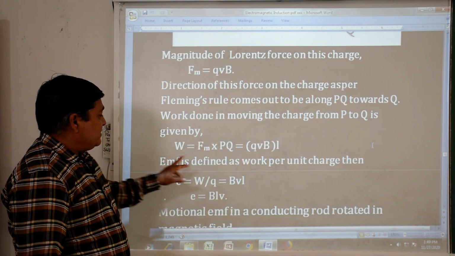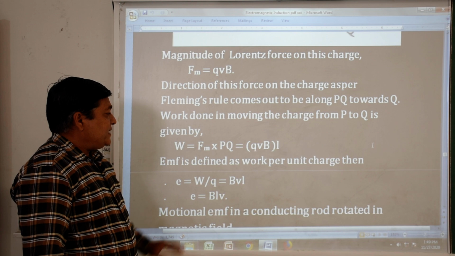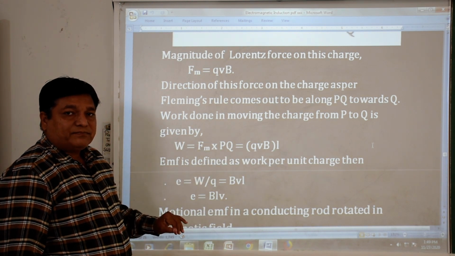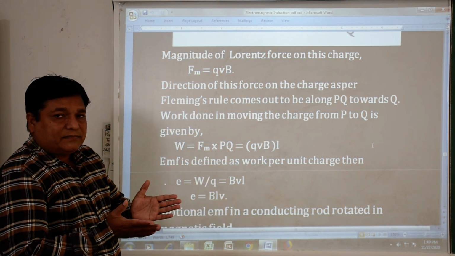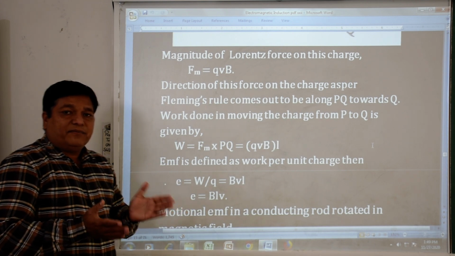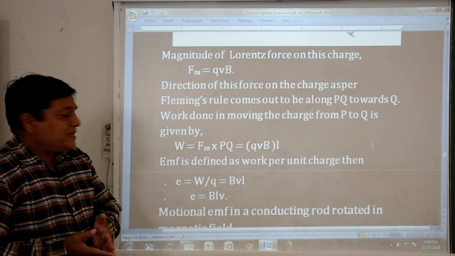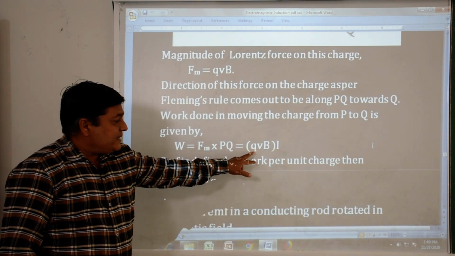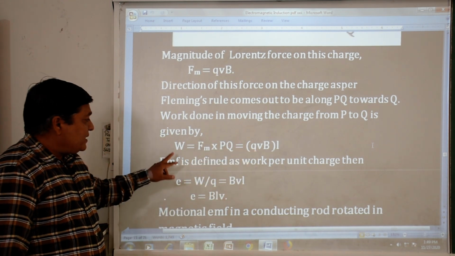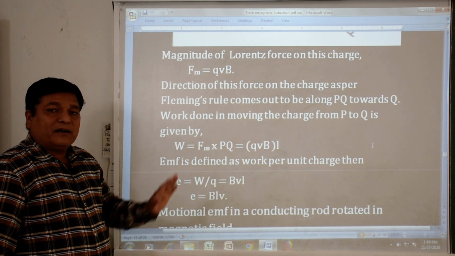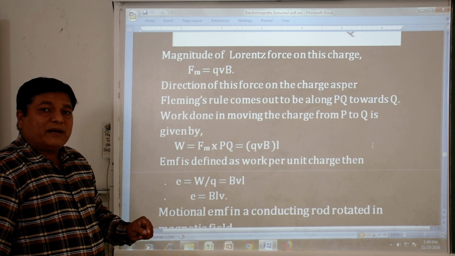Okay, so this is the work done. EMF is defined as work done per unit charge, EMF or voltage. Potential difference V is equal to work done per unit charge. So work done is here, charge is here. If we bring this charge down here, W upon Q, it will become EMF, which will be denoted by E.